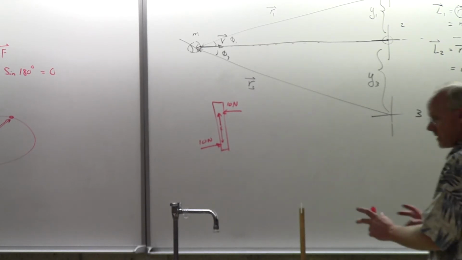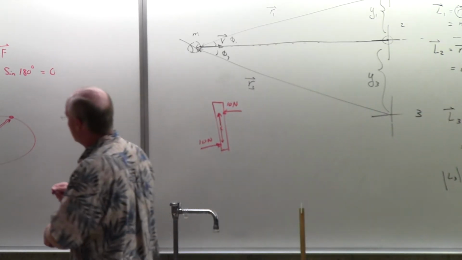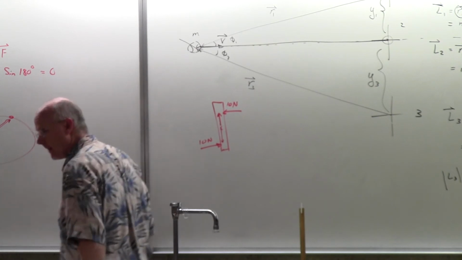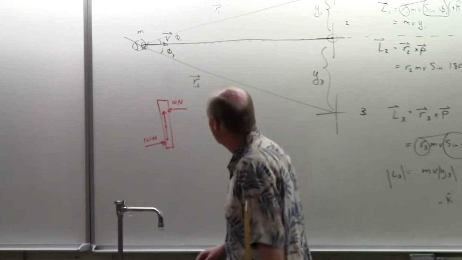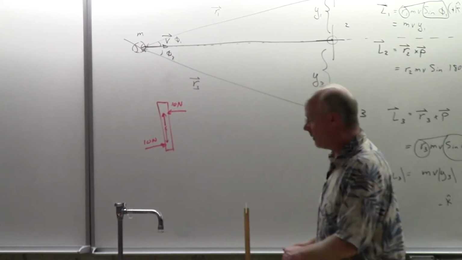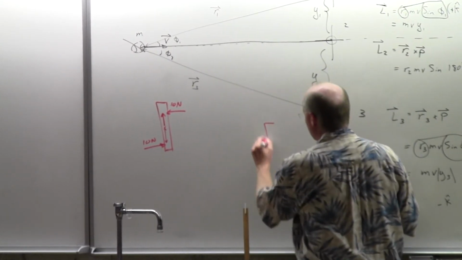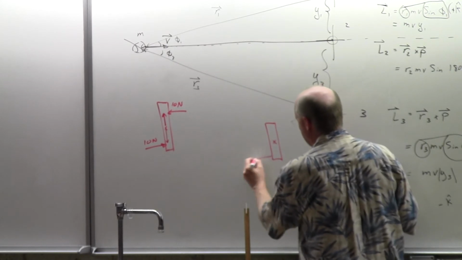And so notice that we can have different things. We could have a force without a torque. We can have a net torque without a force. We could have both. That's probably the easiest one to do, maybe the most complicated one to analyze.